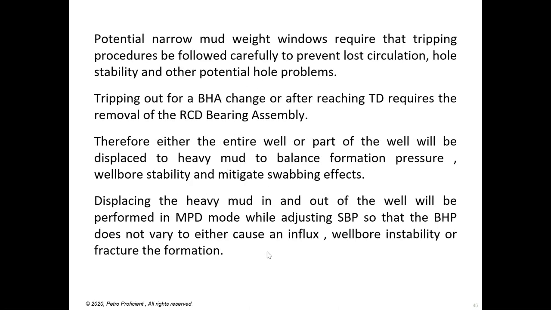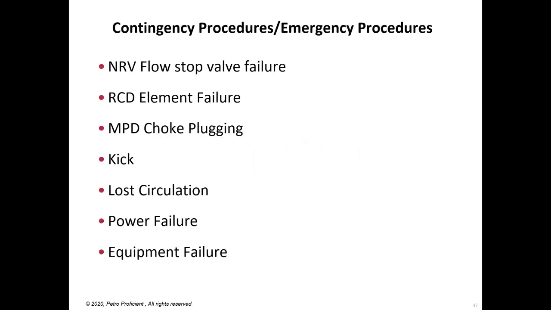And now let's discuss contingency procedures. We discussed some of the operational procedures, and prior to that, the startup procedures. Now we are going to discuss contingency procedures. What are contingency procedures? They can also be called emergency procedures. Contingency or emergency procedures cover situations such as NRV or flow stop valve failure, RCD element failure, MPD choke plugging, a kick in your well, lost circulation, power failure of the equipment, hydraulic failure, electrical failure, and so on. So you need to do some contingency.